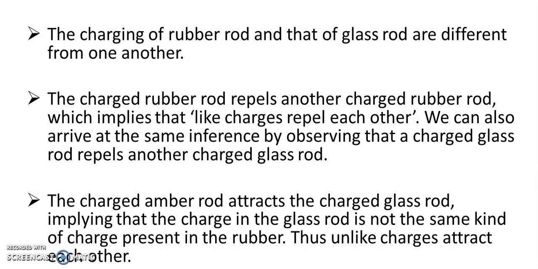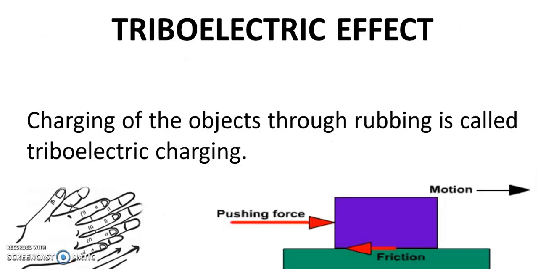Now see the third one. The charged rubber rod attracts the charged glass rod. Here the rubber rod is attracting the glass rod because both are made up of different types of materials. The charged rubber rod attracts the charged glass rod, implying that the charge in the glass rod is not the same kind of charge present in the rubber rod. Thus, unlike charges attract each other.